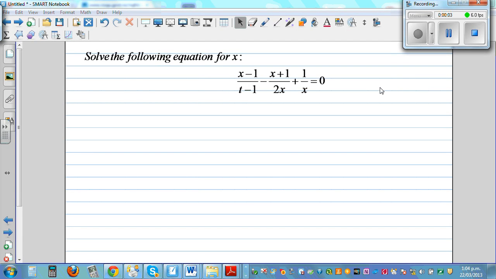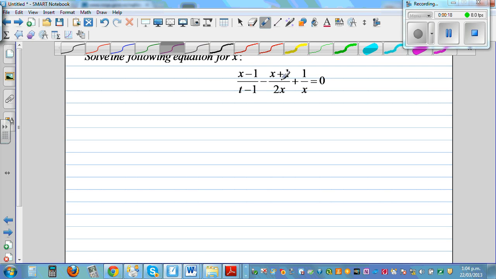Solve the following equation for x. Now you got this equation in terms of x and t, so we want to write this in terms of x. So if you don't start in a particular manner, this can be very complicated. So let's do it like this.